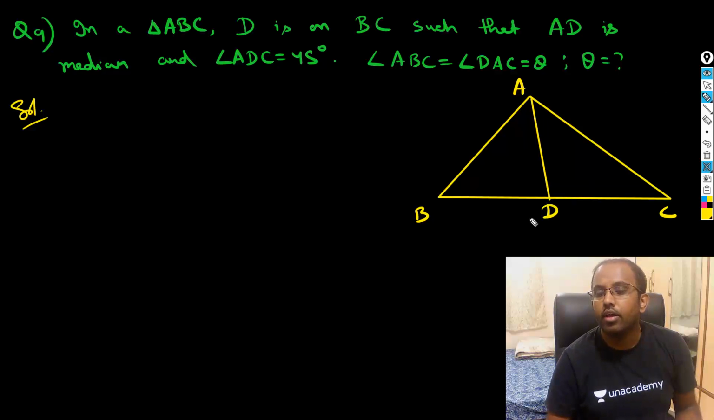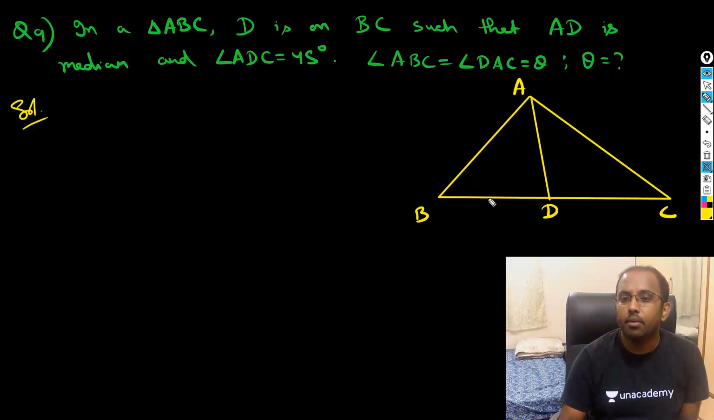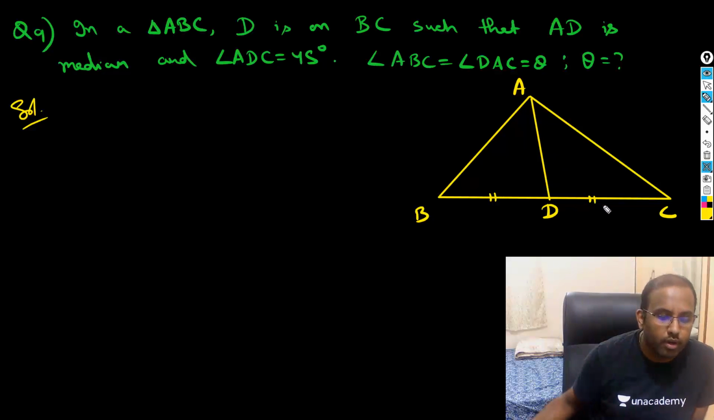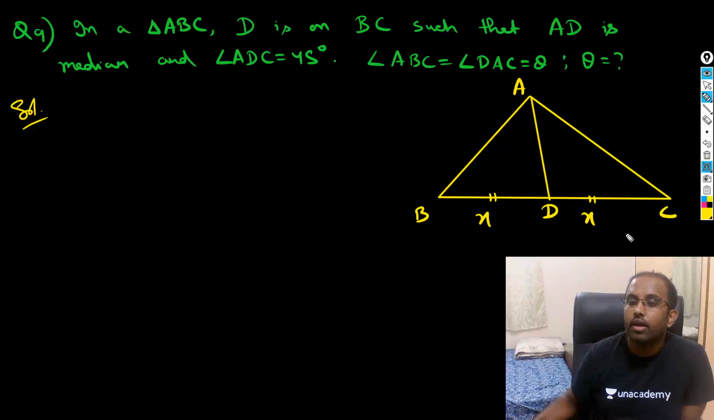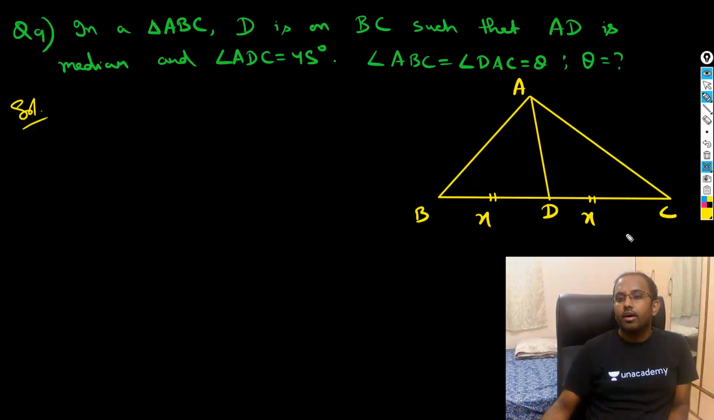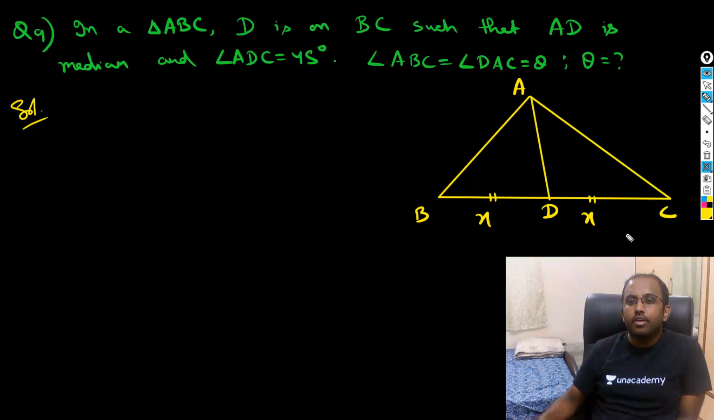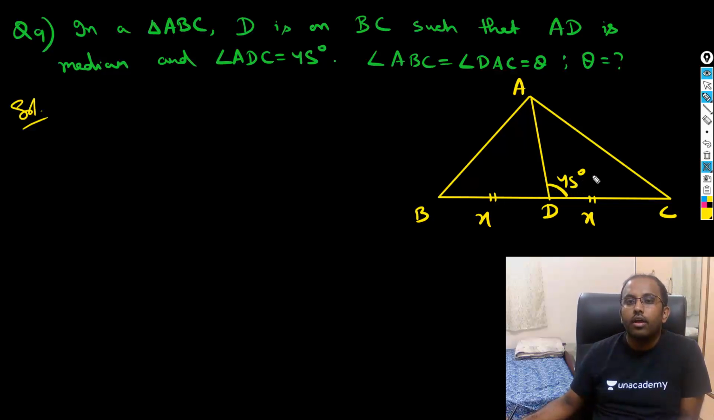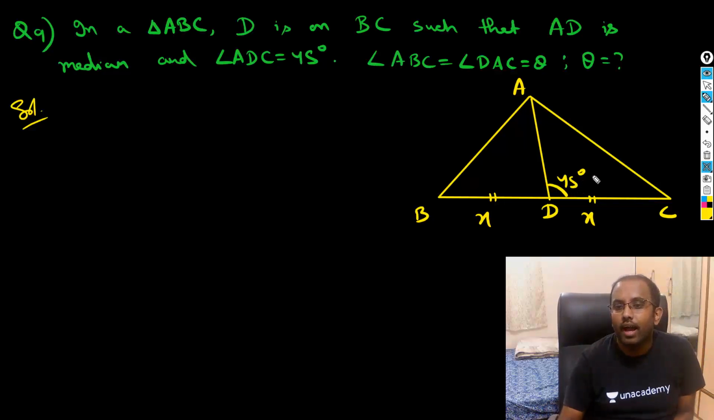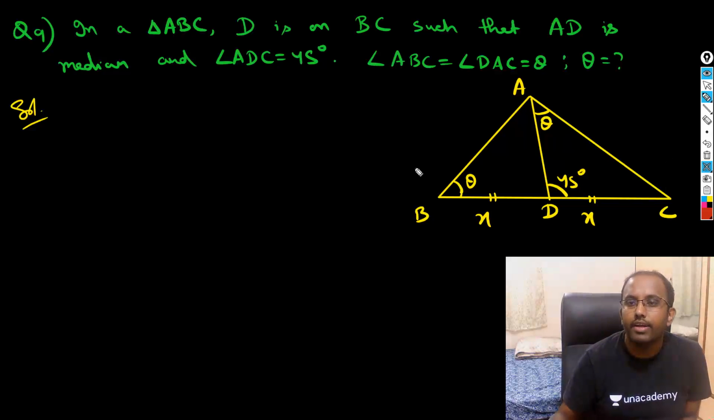So if AD is the median here, that means BD and DC are equal. Let the values be x and x. Now what is given here? Angle ADC is 45 degrees. And angle ABC is given as theta, and angle DAC is also given as theta. This is the given information. Now I need to find the value of theta.